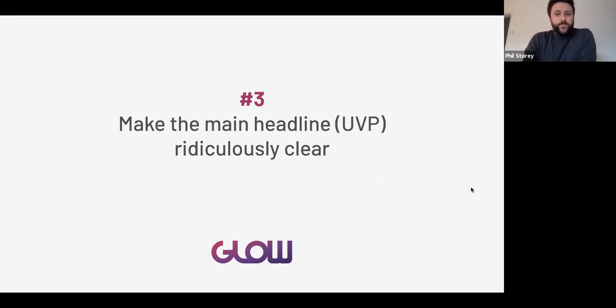So the third one: make the headline on all of your pages of your site very, very clear. Put the letters UVP after headline there, which stands for unique value proposition. The UVP is made up of a very clear main heading, a subheading of some kind that has maybe a sentence or two of extra information related to the heading, of course, and then a very clear and obvious call to action. Usually that's a button of some kind where you're directing people to do something.